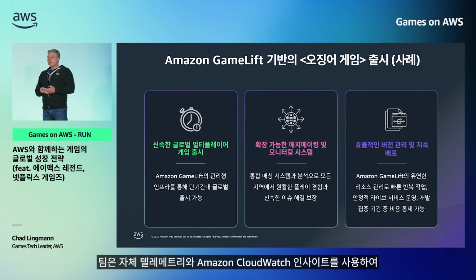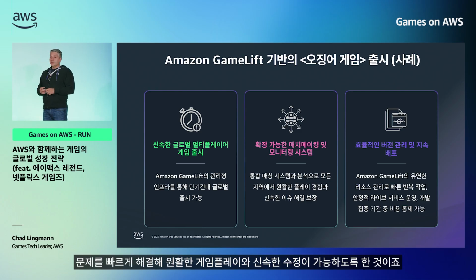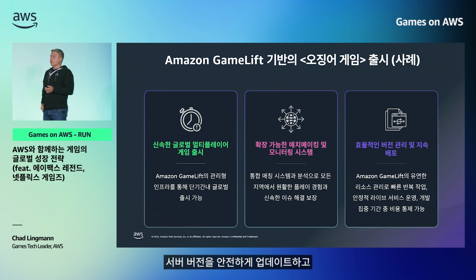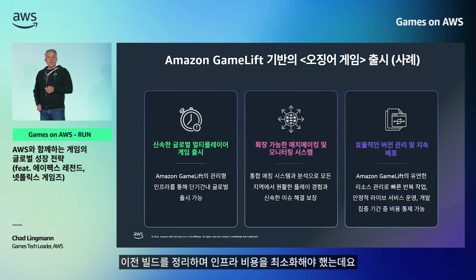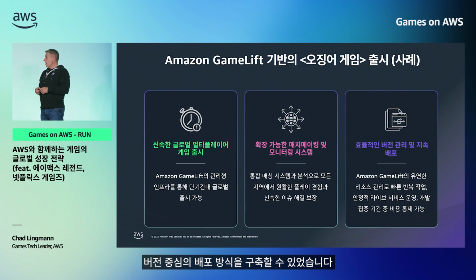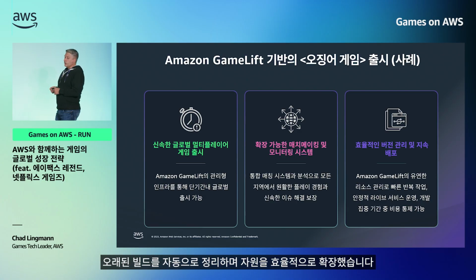Using its custom telemetry and CloudWatch Insights, the team built real-time dashboards to tune the latency buckets, optimize fleet placements, and rapidly troubleshoot, ensuring smooth gameplay and quick fixes for players. During the peak of development, the team generated 30-plus builds per day, and they had to update the server version safely, clean up old builds, and minimize infrastructure costs. With GameLift, they were able to set up version-centric deployment methods, using GameLift Anywhere, fleets, and CDK automation. This enabled hotfixes and server-only updates without downtime, and automated stale build cleanup and scaled resources efficiently.